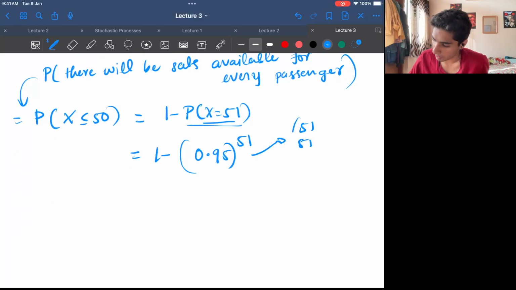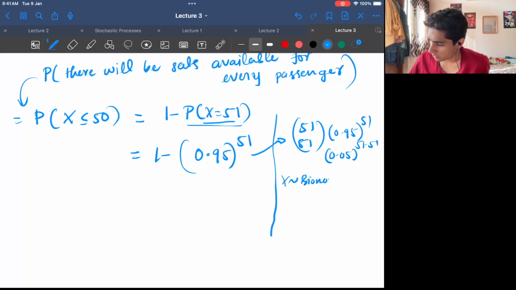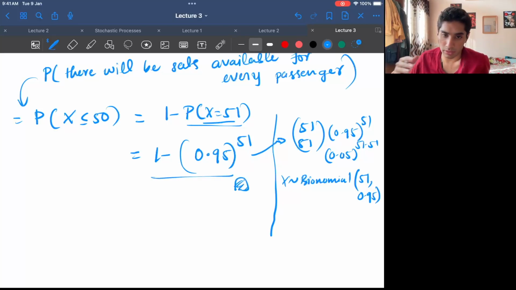So this thing can also be written as 51C51 times 0.95 raised to 51 times 0.05 raised to 51 minus 51. So like x is actually a binomial random variable with 51 trials, and probability of success is 0.95. This is what it is. And if you calculate this, you can calculate this using some calculator on your own, right? I cannot calculate this by hand right now. So this is what it is basically.